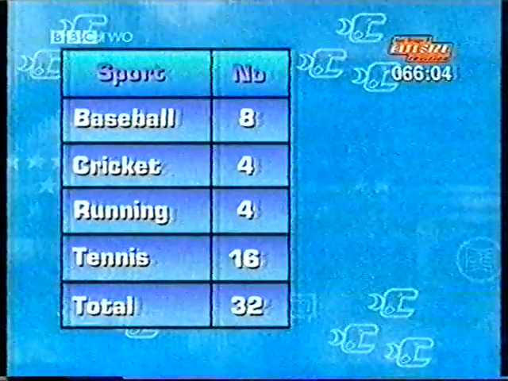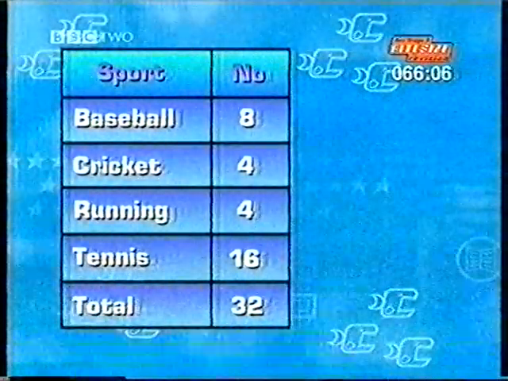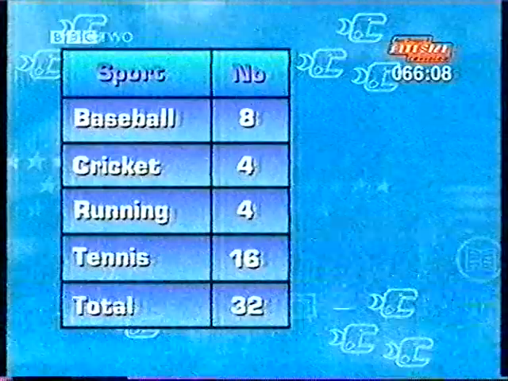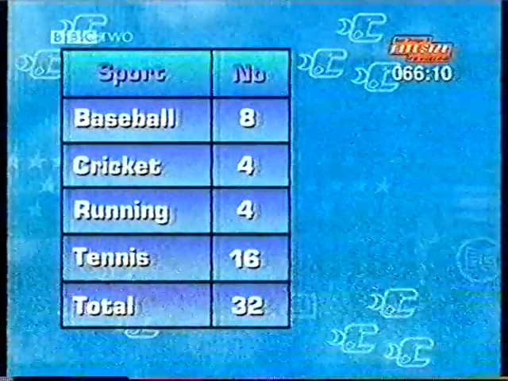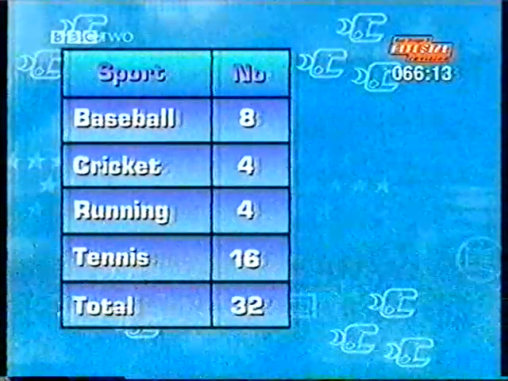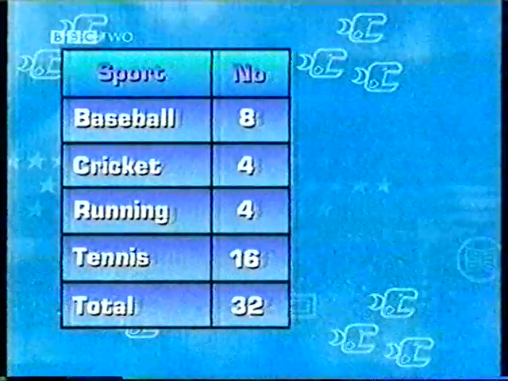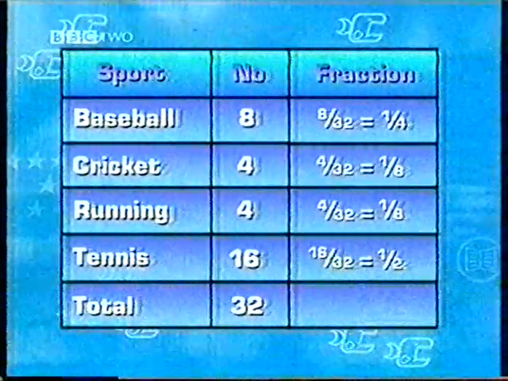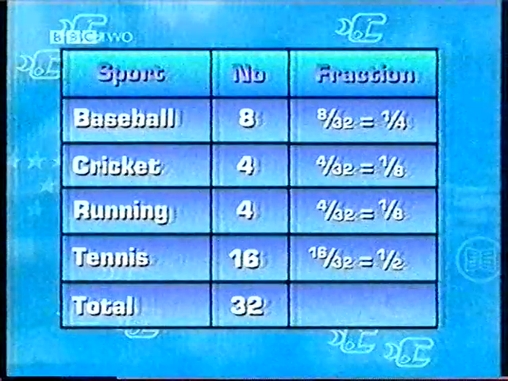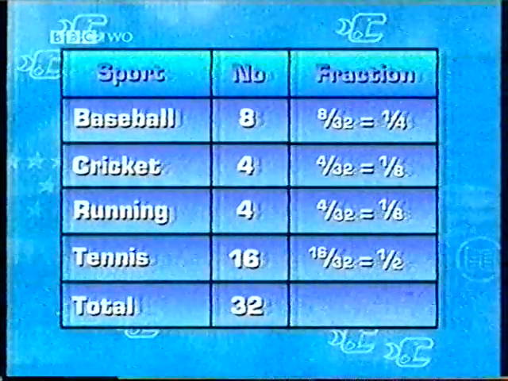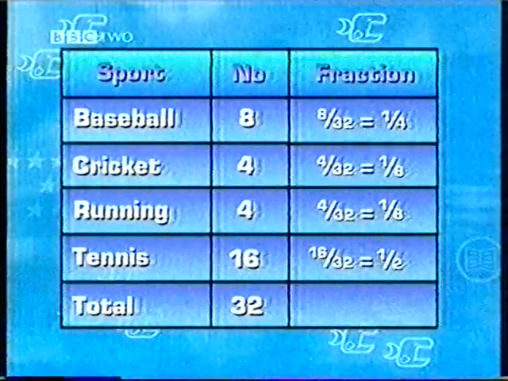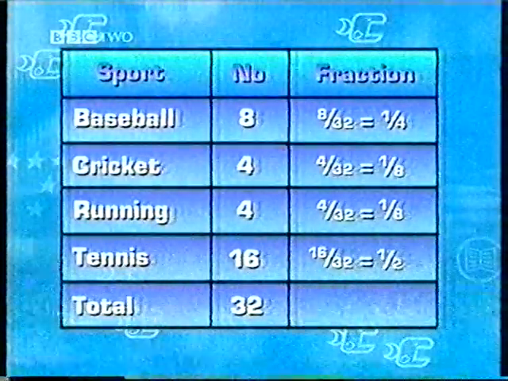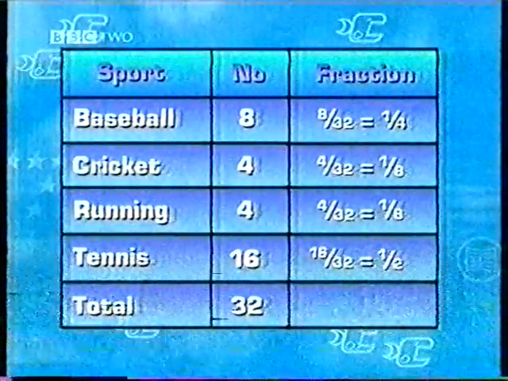The survey shows that 8 pupils preferred baseball, 4 preferred cricket, 4 preferred running and 16 preferred tennis. Looking at the number of pupils who preferred each sport as a fraction of the entire class, we can see that baseball represents 8 out of the 32 pupils, cricket 4 out of 32, running 4 out of 32 and tennis 16 out of 32.